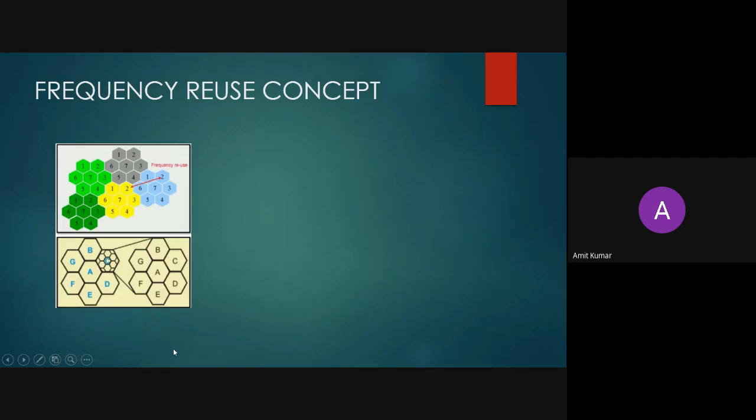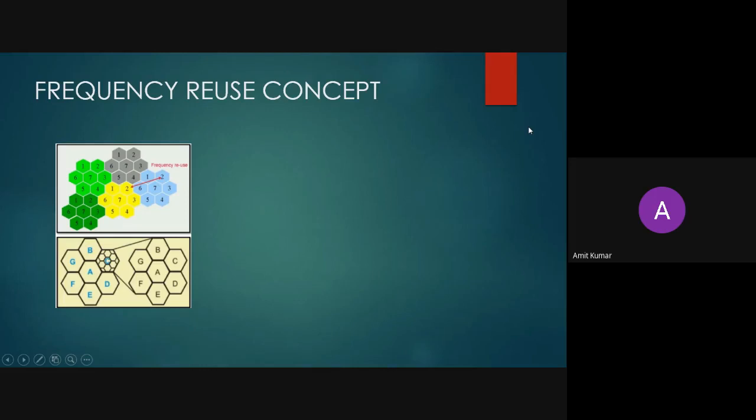Okay, so we will continue to the next topic, that is the frequency reuse concept. As we know, we have a fixed spectrum. Frequency spectrum we have seen multiple times throughout this course. So we know that our frequency spectrum is fixed, so we have a limitation on the use of frequency. The whole frequency spectrum has to be used by all cellular communication systems.